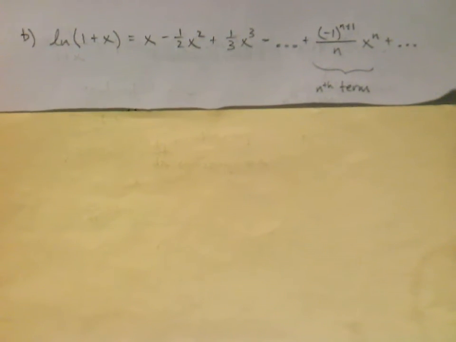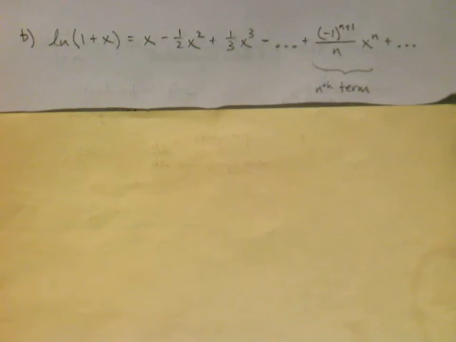All right, what do we have here for part B? We're going to mix things up and do a natural log function. The natural log of 1 plus x equals the Taylor series right there: x minus 1/2 x squared plus 1/3 x to the third minus dot dot dot plus, and now we see something interesting, negative 1 raised to the n plus 1 over n times x to the n, and then it would continue from there, plus dot dot dot.